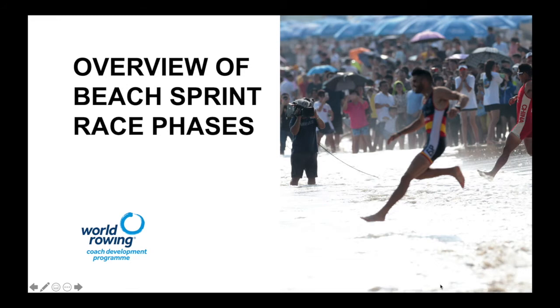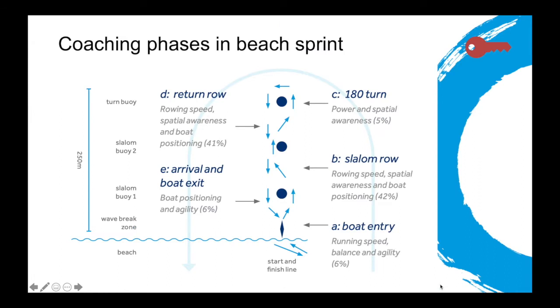Now we know as a coach that it is a run, row, turn, row, run up the beach to the finish line. And as a coach, this would break down into 5 sections, phases of the race. From the start to the boat entry, and in here we're looking at athletes' running speed ability, their balance and their agility as they enter the boat. The second section, B section, would be the slalom row. So the rowing skills, the rowing speed, the spatial awareness and the boat positioning as the athlete and the crew row out towards the final buoy, the 250 meters.